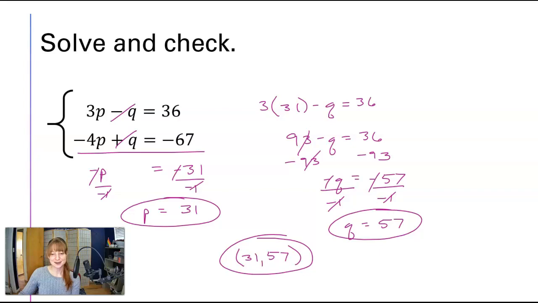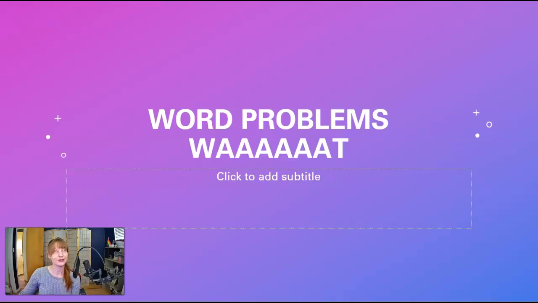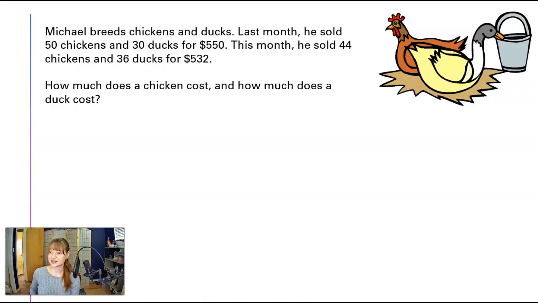All right, our last piece here for reviewing Unit 2, or reviewing Unit 1, is word problems. Yes, we need to set up word problems, and then we solve them with one of those methods. So here's a word problem. Michael breeds chickens and ducks. Last month he sold 50 chickens and 30 ducks for $550. This month he sold 44 chickens and 36 ducks for $532. How much does a chicken cost and how much does a duck cost? And we're going to assume that the price of the chicken and the price of the duck did not change between these 2 months. It's the same price.